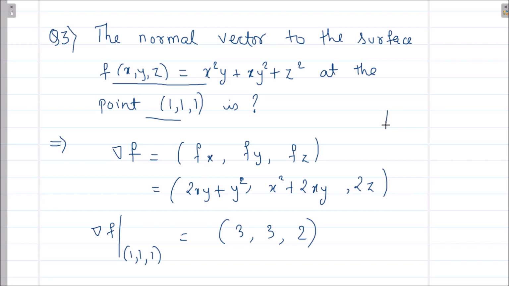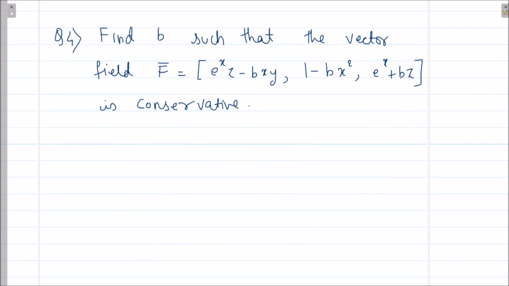So if at all such questions come, it may come for 1 mark or 1.5 marks. So this is what the normal vector is at the given point. Now let us go for the fourth question. Here a vector field is given which is conservative, and you have to find the value of this number b.